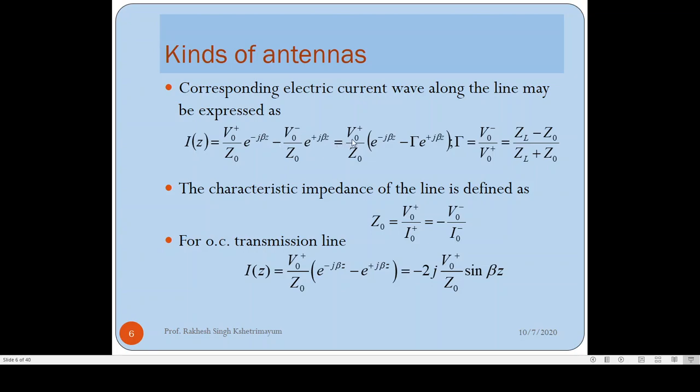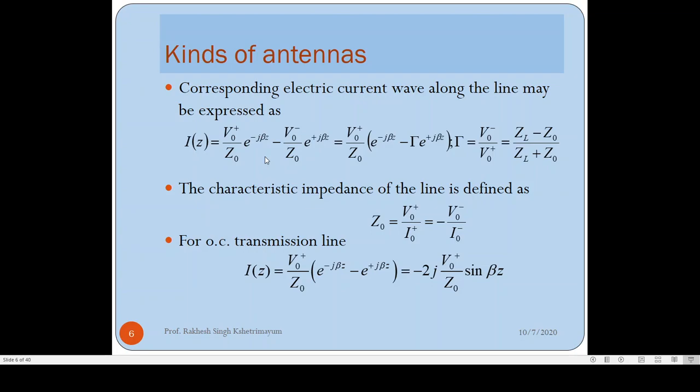Now if we take B0 plus by Z0 common here, then what we have is B0 minus by B0 plus. B0 minus by B0 plus is the ratio of the reflected wave to the incident wave, which is also called the reflection coefficient. You can also find the reflection coefficient for a load impedance of ZL as ZL minus Z0 by ZL plus Z0, where Z0 is the characteristic impedance of the line.